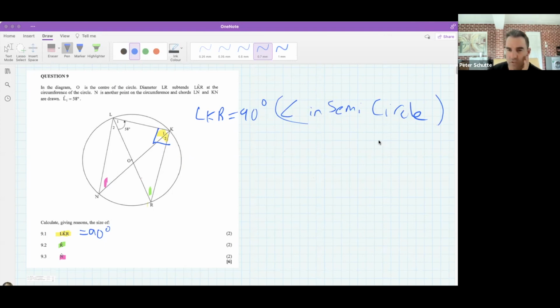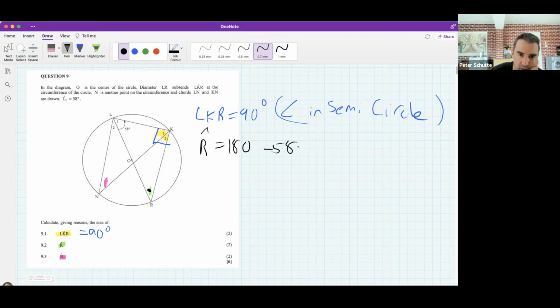I see some good suggestions. Keep those answers coming. I'll give you a bit more time before I say anything. So I agree that angle R must just be 180 minus 58 minus 90, which is 32. And that's just the sum of angles in a triangle.